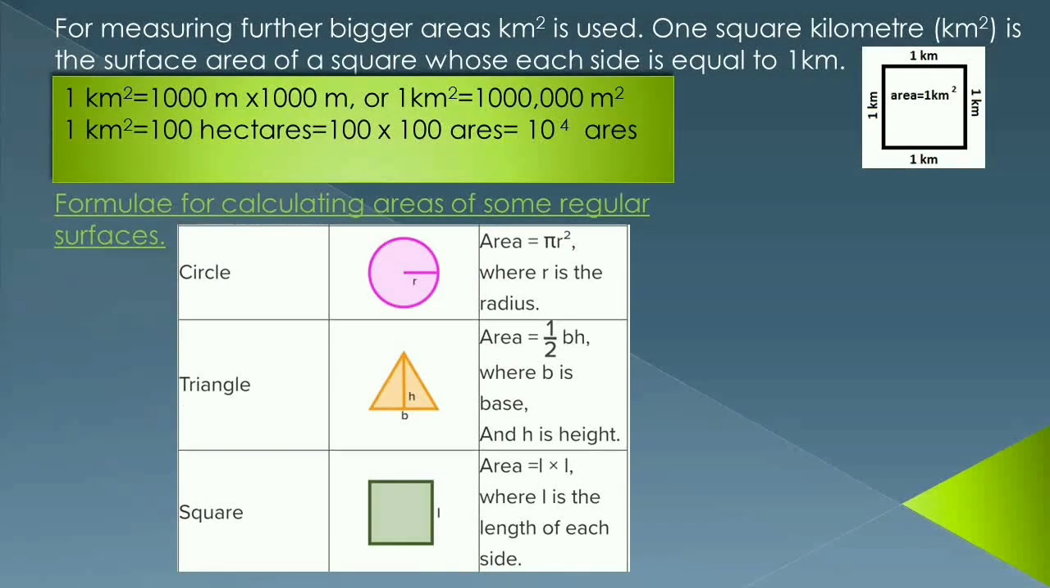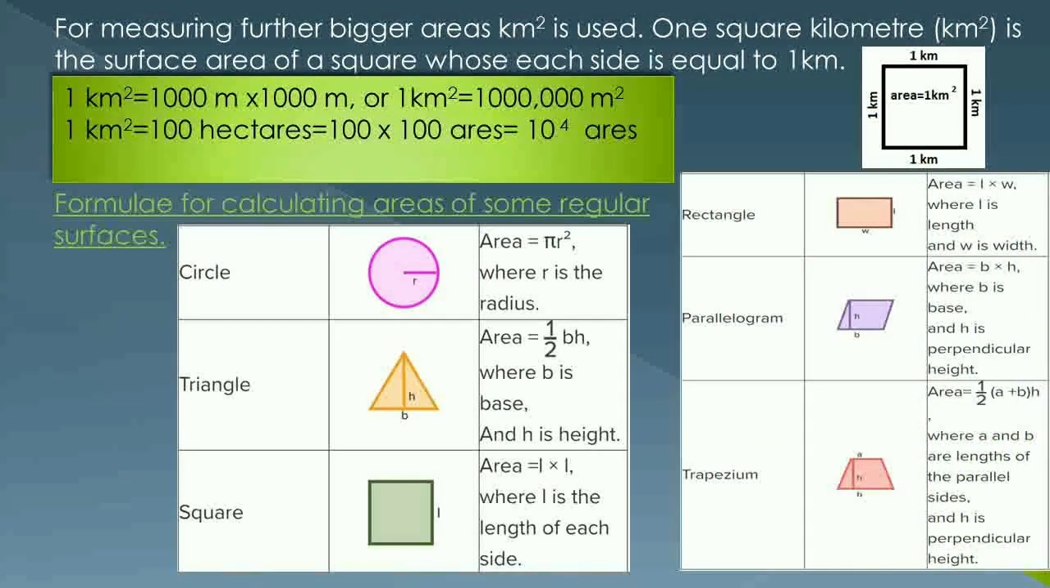Our next shape is the rectangle. The area of a rectangle is length into breadth. Clear? Here it is denoted by W, but usually we just take it as breadth B. So area is equal to length into breadth, where L denotes length and B denotes breadth.